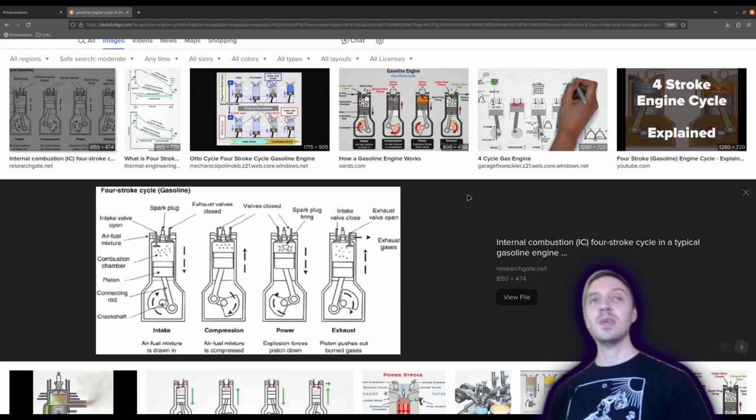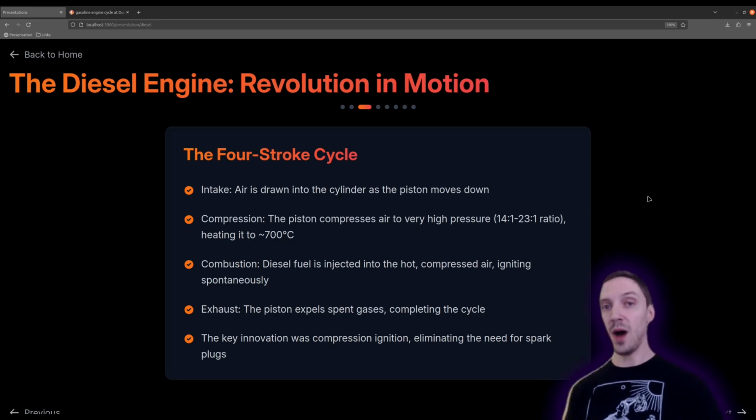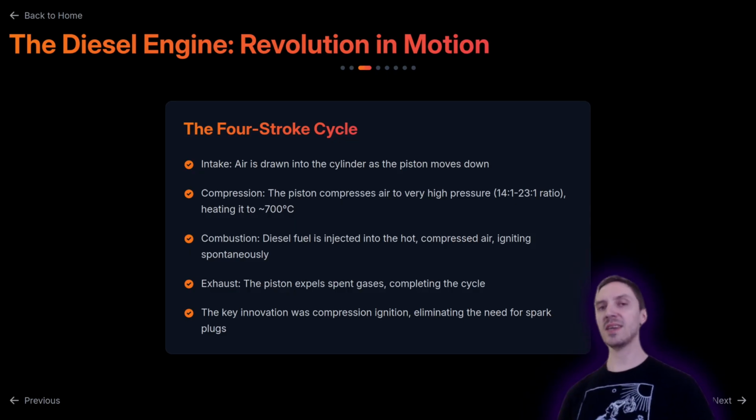Here you can see the 4-stroke cycle for a gasoline engine, which has a spark plug. This is in part why diesel engines are so reliable, where in a gasoline engine, if anything goes wrong with the spark plugs, your car won't run.